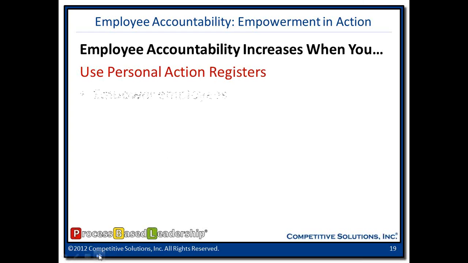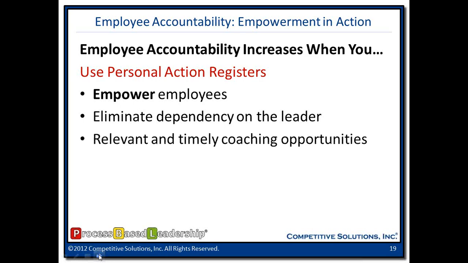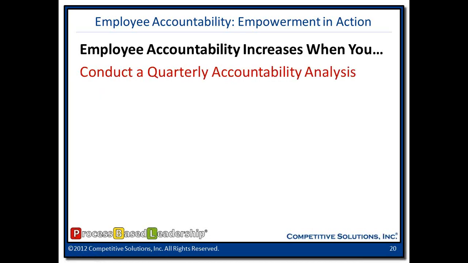Personal action registers. Let me touch on that real quick. You're going to empower your employees. Here's the what and the why. They provide the how, and they're going to do that. We're going to break that cycle of dependency that I see so many leaders have, or so many organizations have. Relevant, timely action coaching opportunities. We're going to coach and let our employees know, you're capable of doing this. This is how I want you to go do it.